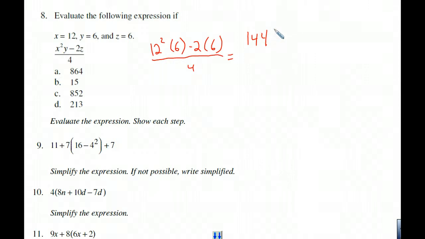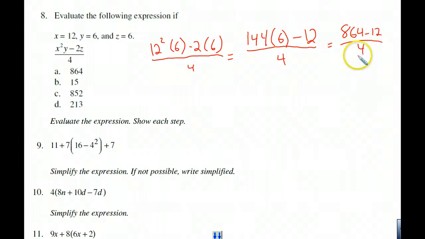Okay. And then we're going to have times 6, and I'm just going to go ahead and multiply the 6 times 2 here, which is 12. That will divide by 4. And then we'll have to do 144 times 6, which gives us 864. Okay. And then we'll have to subtract 12 from that, which equals 852.